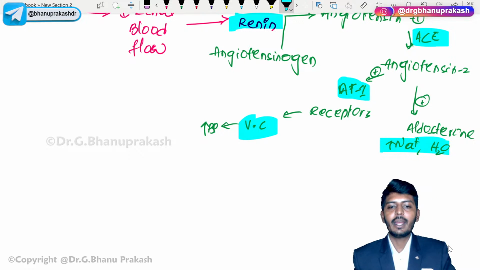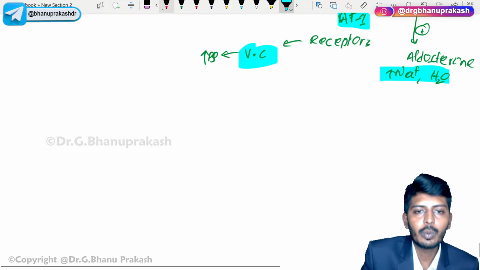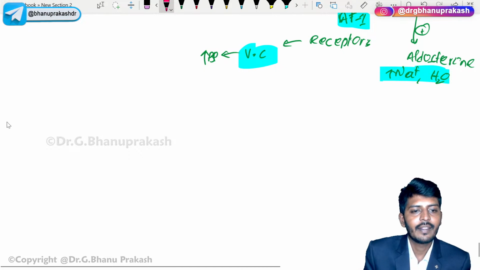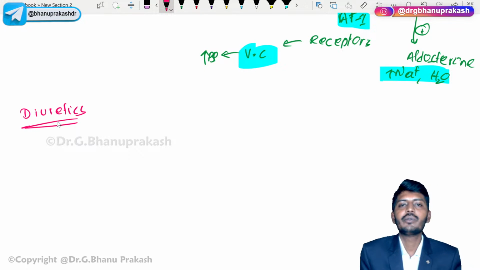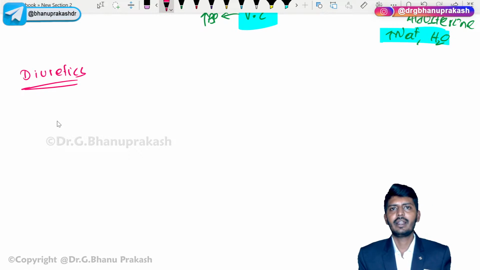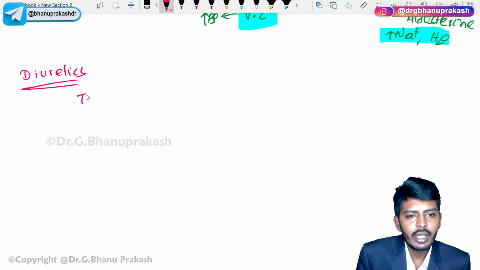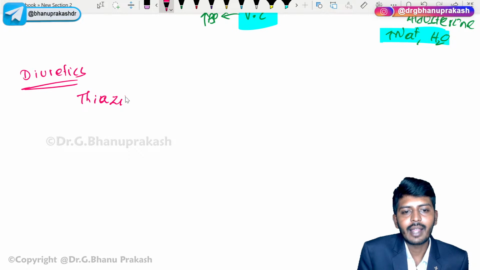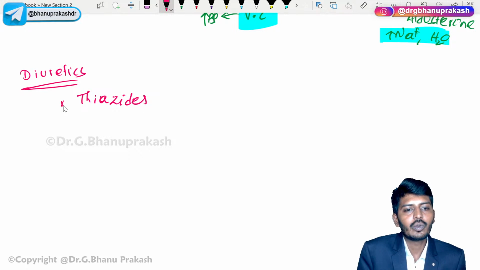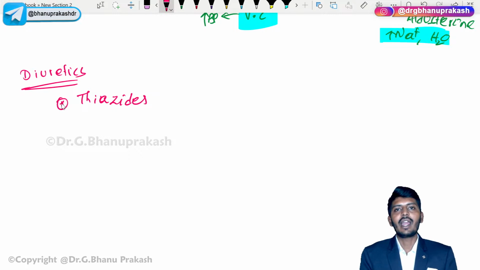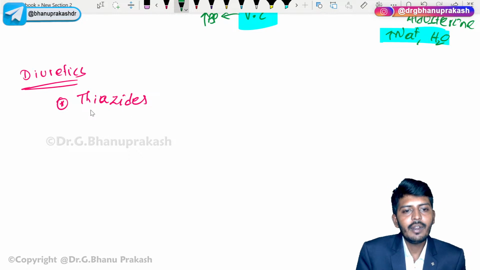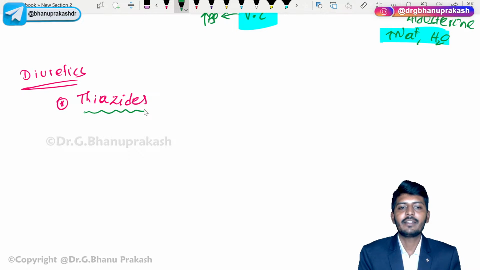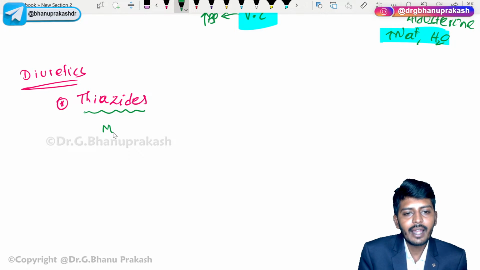Once we are speaking about hypertension, let's talk about the first group of antihypertensive drugs, that is your diuretics. What are the diuretics which are used as antihypertensive drugs? Mostly thiazides, and one more group, the potassium sparing diuretics, can also be considered. So thiazides are used. Now, what is the mechanism of action of thiazides?